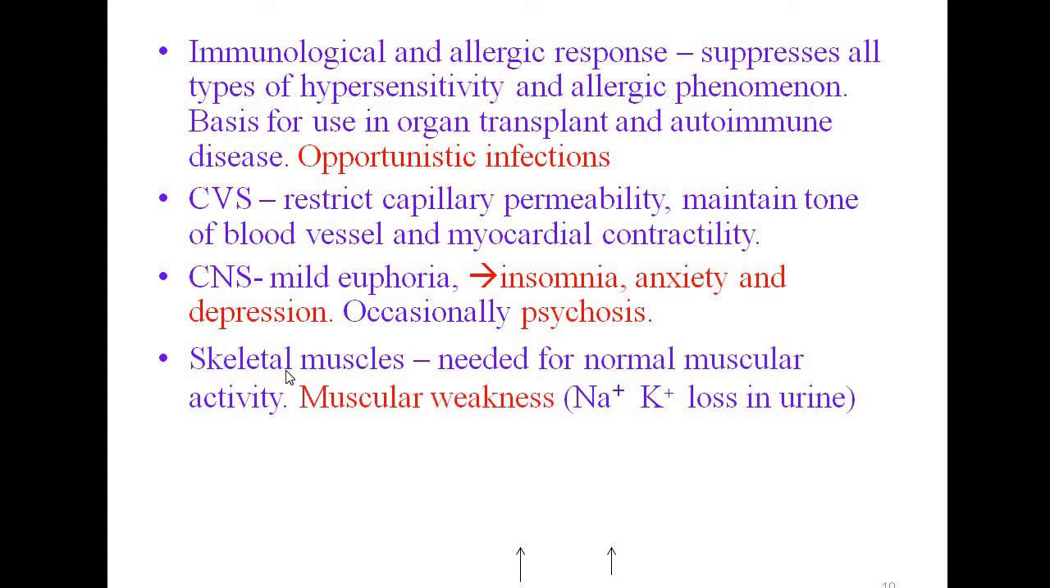Skeletal muscles. Like we said, corticosteroids cause protein breakdown, negative nitrogen balance. So there is muscular weakness. Corticosteroids are also required for normal muscular activity. So in the presence of excess corticosteroids, there is muscular weakness because of protein breakdown. In addition, there is also loss of sodium and potassium in urine, which contributes to the muscular weakness.